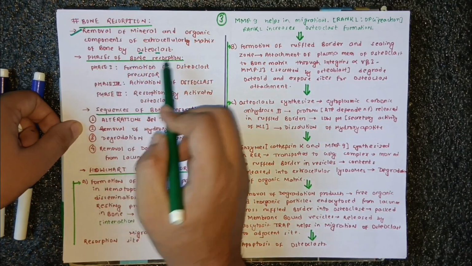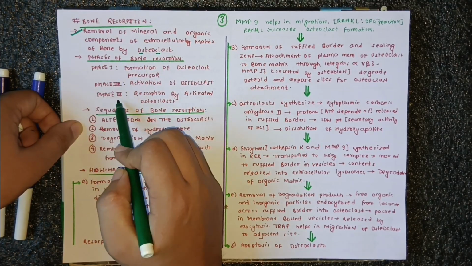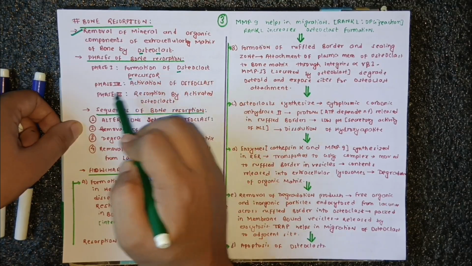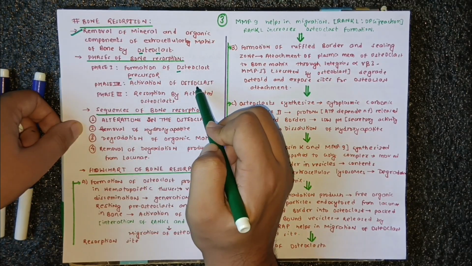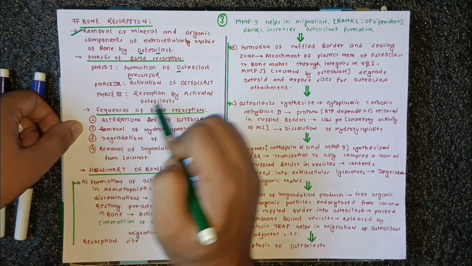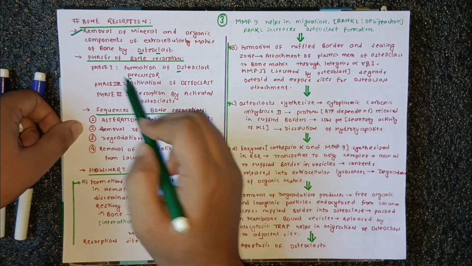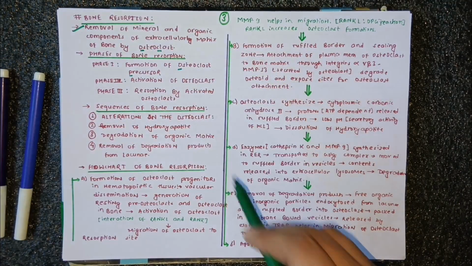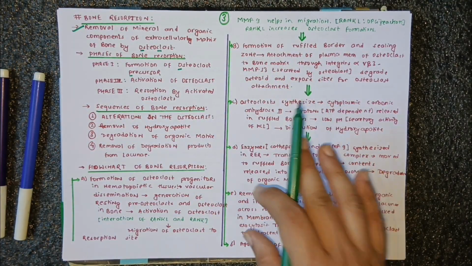After that, the phases of bone resorption. We have phase 1, phase 2 and phase 3. In the first phase there is formation of the osteoclast precursor. In the second phase there is activation of the osteoclast, and in the third phase there is resorption by the activated osteoclast. These are the three phases of bone resorption. First of all there is formation of the precursor cells of the osteoclast.